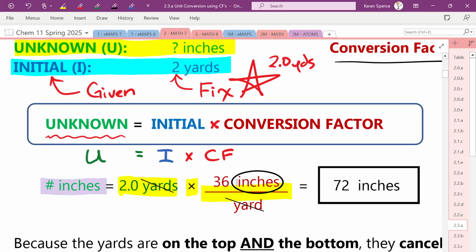Now, that means that I need inches on the top, so I end up with inches in the answer. And I need to make sure that I am canceling the yards out. And if I have yards on the top and yards on the bottom, they cancel out, because that's how math works, right? If you have something on the top and something on the bottom, they cancel out. Yes? And so you just go 2 yards times 36 inches per yard and you get 72 inches.